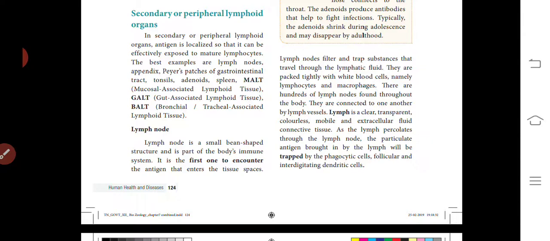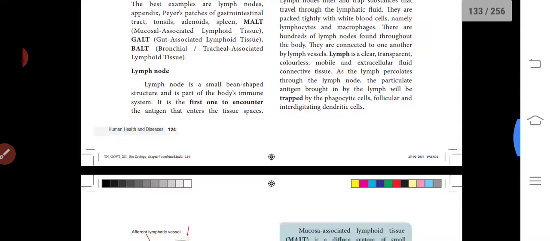MALT means mucosal associated lymphoid tissues, GALT means gut associated lymphoid tissues, and BALT means bronchial tracheal associated lymphoid tissues. So first one, lymph nodes.